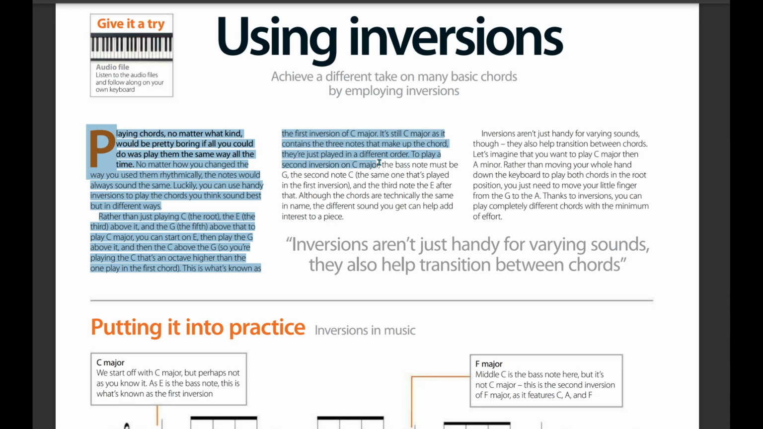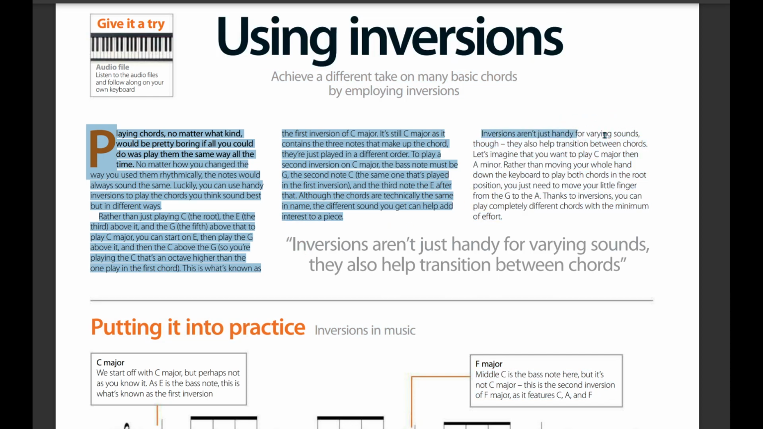To play a second inversion of C major, the bass note must be G, the second note C, the same one that's played in the first inversion, and the third note, the E after that. Although the chords are technically the same in name, the different sound can help add interest to a piece.